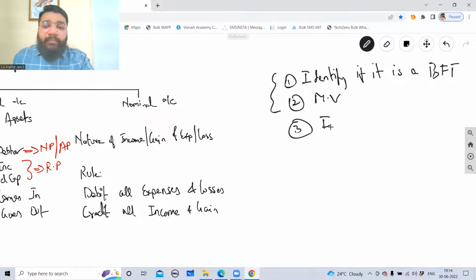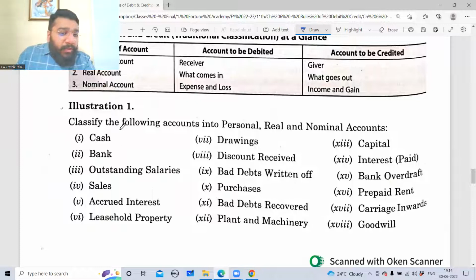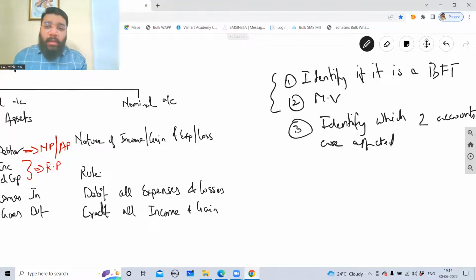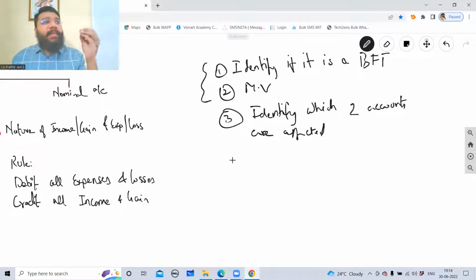So identify which two accounts are affected. So here they have given you a cash account, guys, which means they have picked and given you one account. Clear? So after identifying the account, what will you do? So let's suppose cash account and sale account. That will be the 4th item.